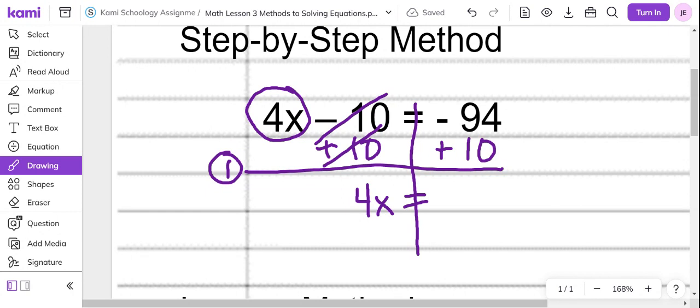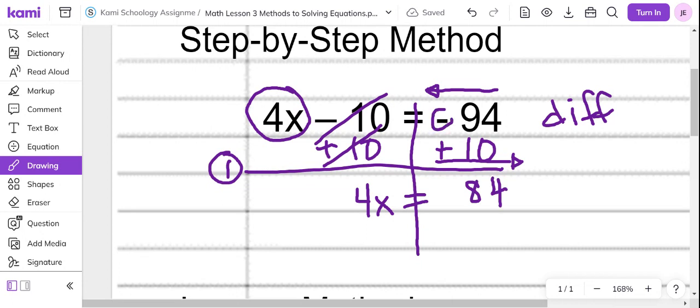And we have negative 94. And during the quiz yesterday, some students added these numbers. Well, it says plus 10, but the first number is negative. You can't simply add negatives and positives because they're going in different directions. They cancel. If they're different, we need to find the difference. And the difference is 84, and there are more negatives, so it's negative 84.